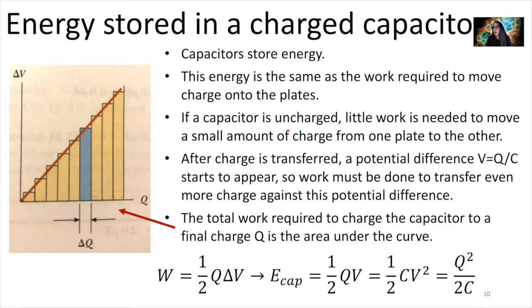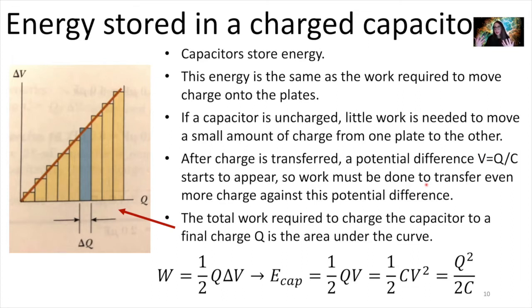If the capacitor is not charged, you don't need much work to move a small amount of charge from one plate to the other. But once you get charge transferred, you start to develop a potential difference across those plates. V is equal to Q over C. That's us taking our equation for the capacitance, C is equal to Q over V, and solving it for the potential difference. So after your charge begins to transfer, you develop this potential difference, V is equal to Q over C, across those plates.